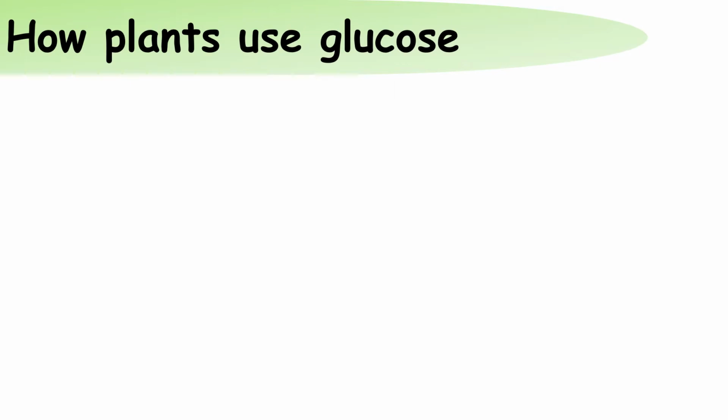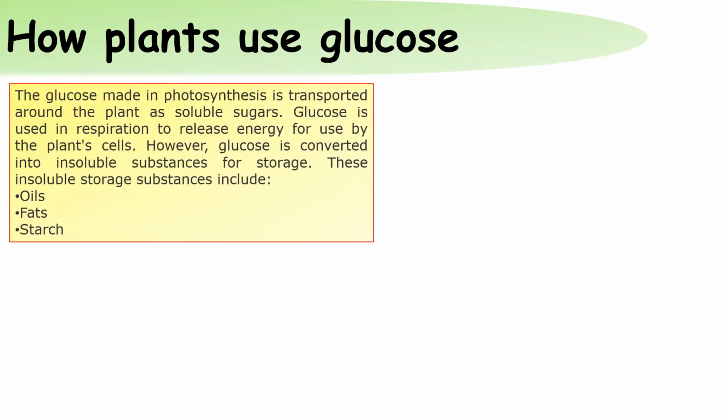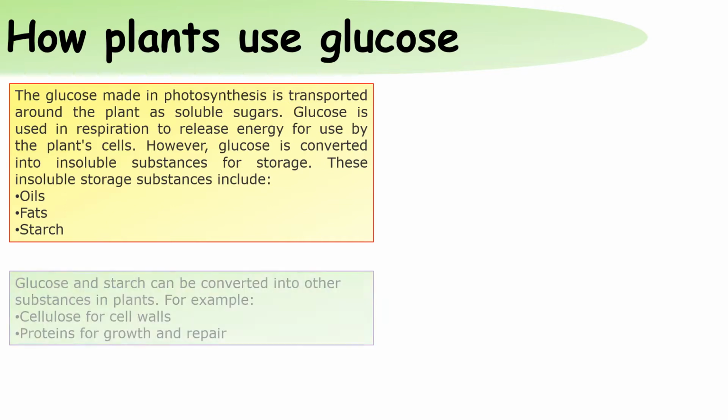Plants use the glucose that they make during photosynthesis in a variety of ways. The plant may store the glucose in insoluble substances such as oils, fats or starch. These substances can then be used later on if the plant needs them when it is not able to photosynthesize. Glucose and starch can be converted into other substances by the plant. So, for instance, they can be converted into cellulose for cell walls or proteins for growth and repair.